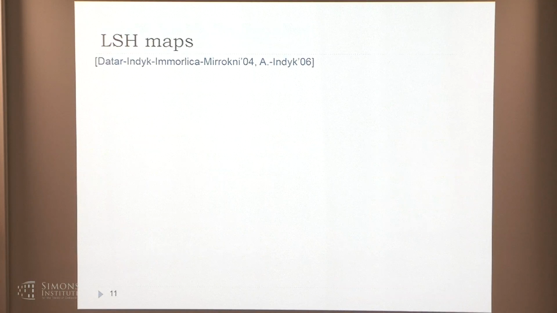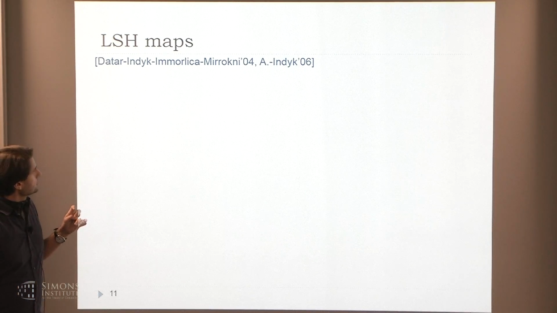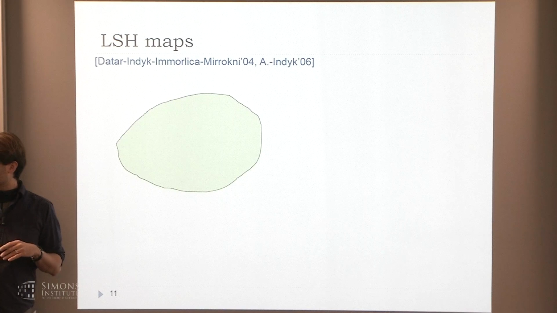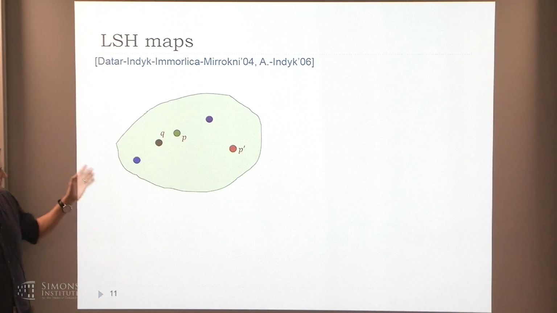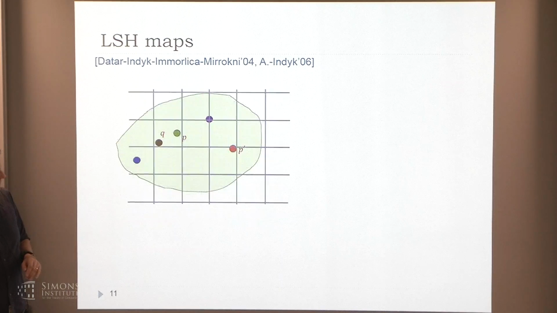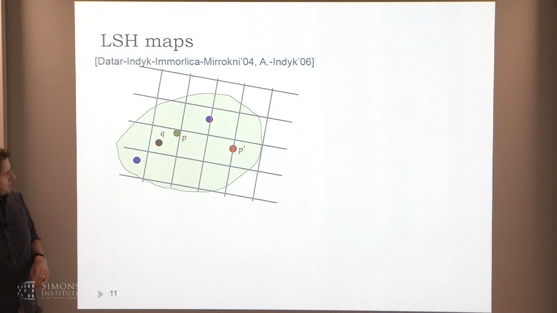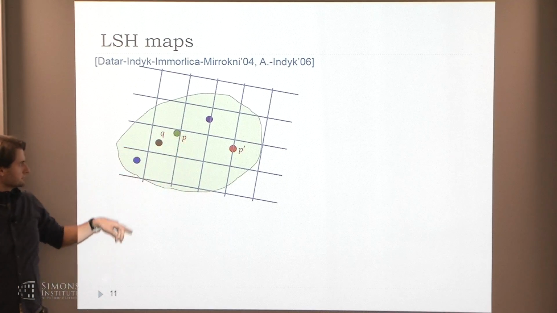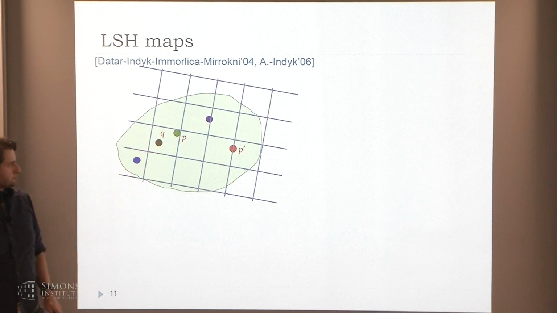Let me just give you two examples of LSH maps. The first one is from Datar, Immorlica, Indyk, and Mirrokni. Basically, if this is the space, the idea is to just impose a randomly shifted and rotated grid. Pictorially, this is, let's say, your data set. You take a grid, you randomly shift it, rotate it, and basically this will be your partition. These are different buckets, and all these points have the same code, let's say.